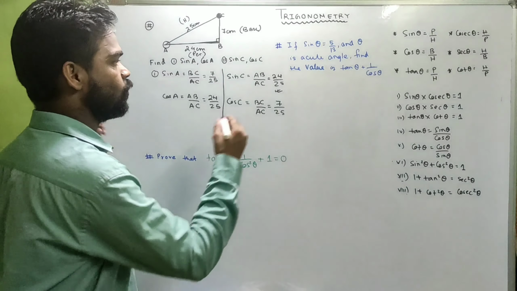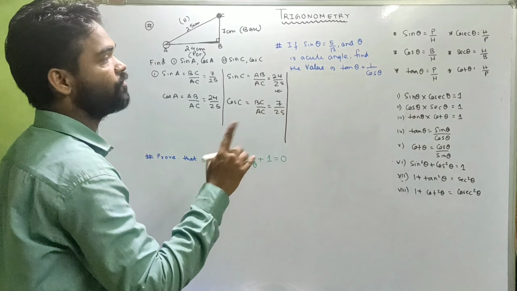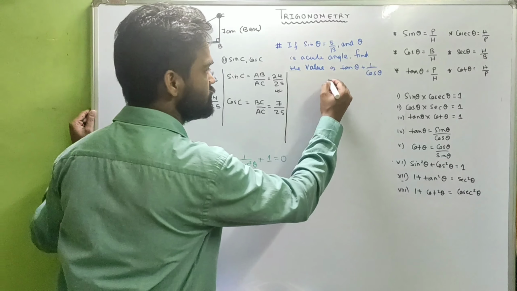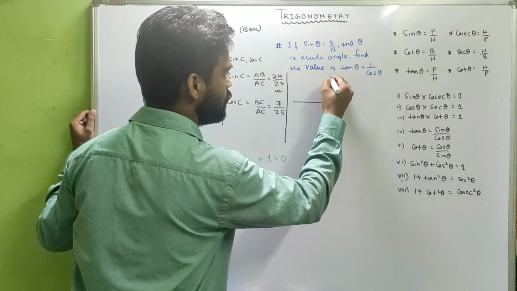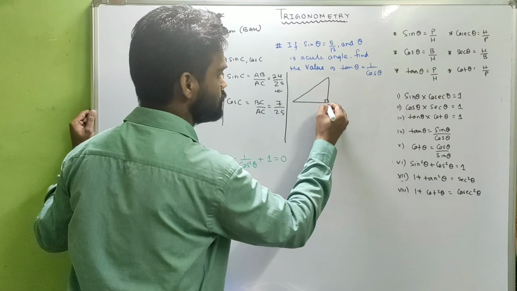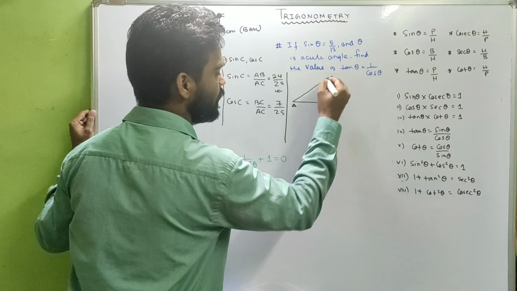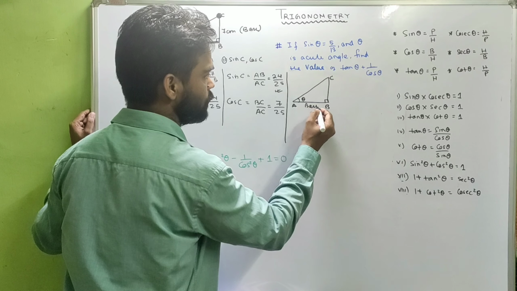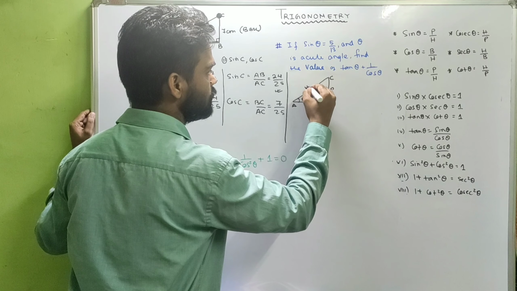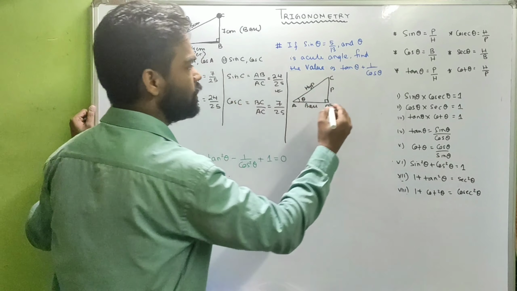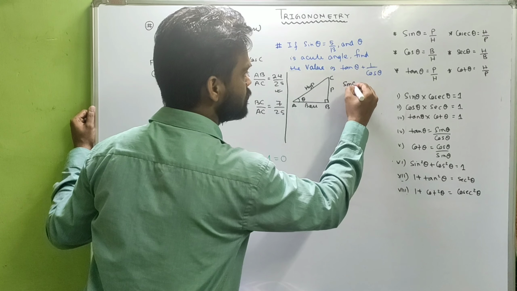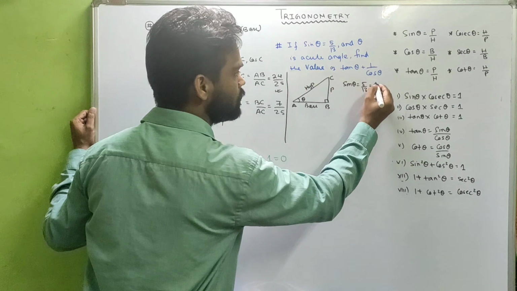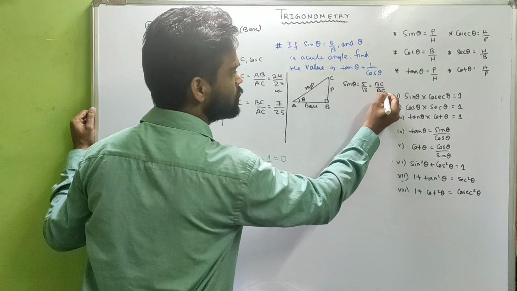Now look at the second one. If sine theta equals 5 by 13 and theta is an acute angle, find the value of tan theta plus 1 by cos theta. Very easy. First, draw a right angle triangle, suppose ABC, right angle at B, and this is your theta. So this becomes your base, this becomes your perpendicular, and this is hypotenuse. Now what is given? Sine theta is 5 by 13, and sine theta is nothing but perpendicular by hypotenuse.